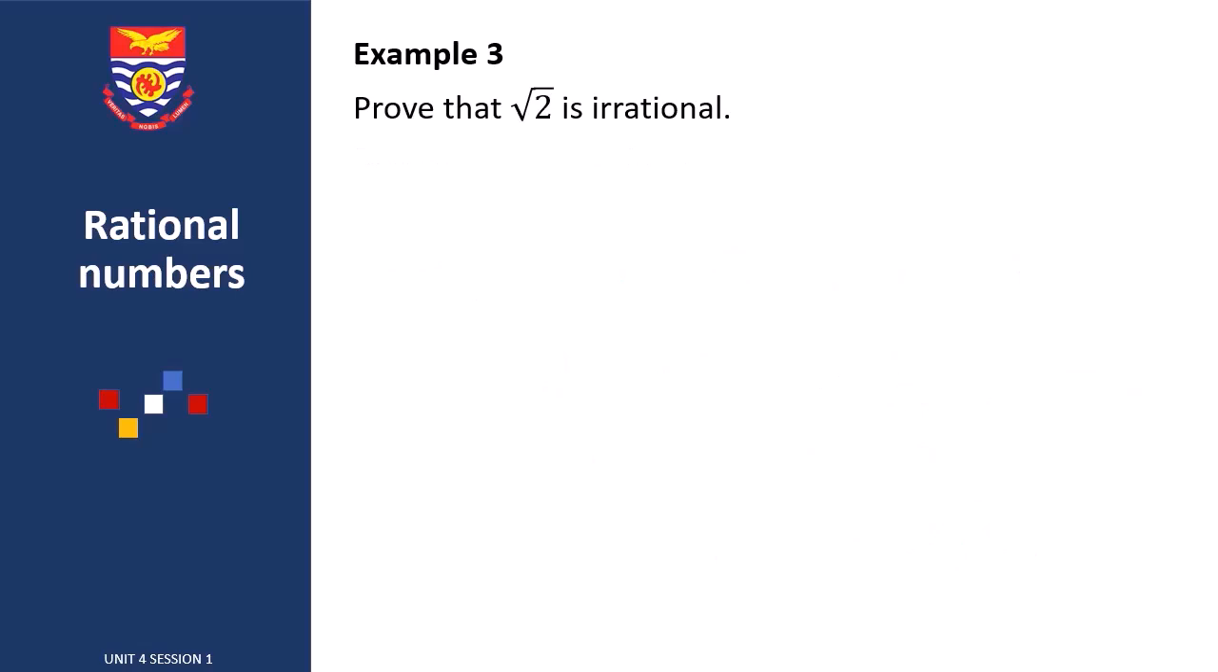How do you prove that square root of 2 is irrational? To prove this one, we assume to the contrary that square root of 2 is rational. So if square root of 2 equals p on q, that's the rational, then once we get that, let's square both sides.